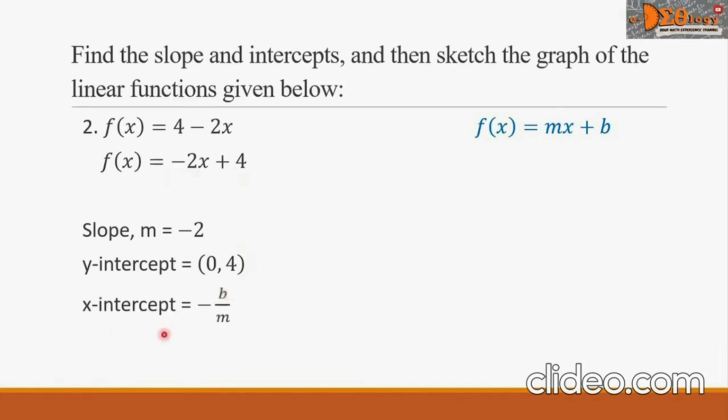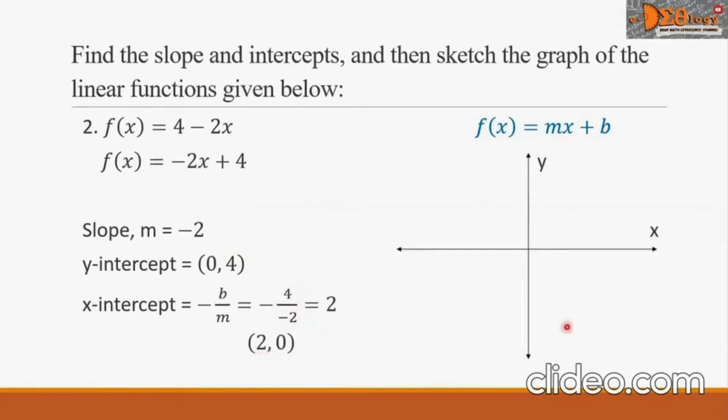Next is the x-intercept. We will follow the formula negative b over m, and substituting the values, this is equal to negative 4, that is the b, over negative 2, which is the slope. And then we simplify, negative and negative becomes positive. 4 divided by 2 is equal to 2. Showing now the ordered pair of the x-intercept, we have (2, 0).